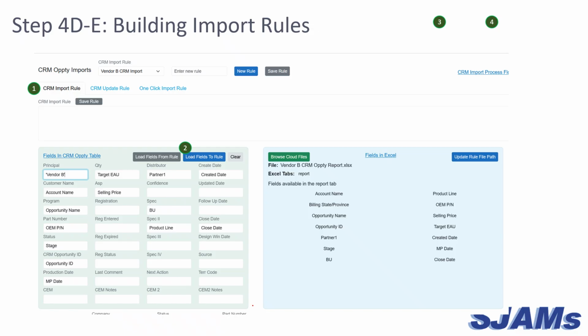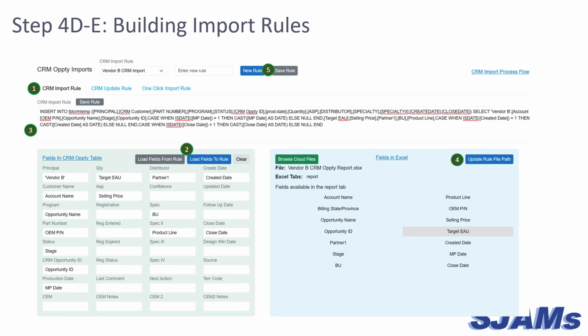to build a CRM import rule. Figure 1. Make sure the tab is set to CRM Import Rule. Figure 2. With the fields properly mapped, click the Load Fields to Rule button. Figure 3. The first part of the import rule, all of the fields with their mapping, will be filled into the CRM import rule. Figure 4.